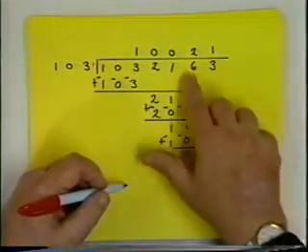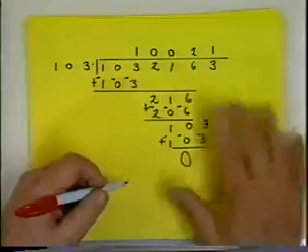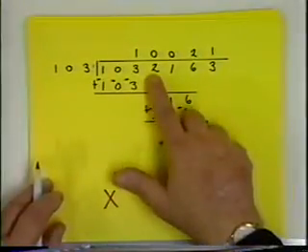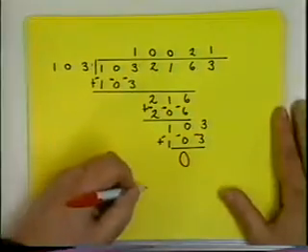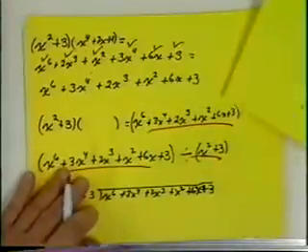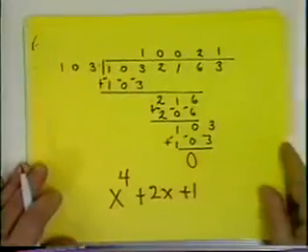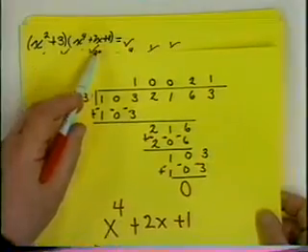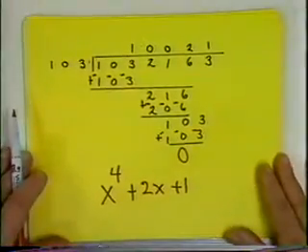See, 1's, x's, x squared, x third, x fourth. So what's the answer here? There's 1 in the x fourth place, no x cubes, no x squareds, 2 x's, and a 1. Okay? And what was the answer that we got before? Yes, it was x to the 4th plus 2x plus 1. Do you see how this thing works?